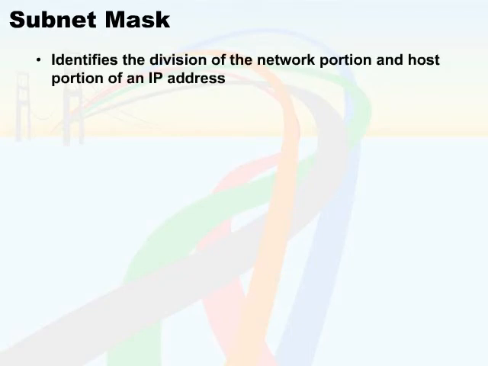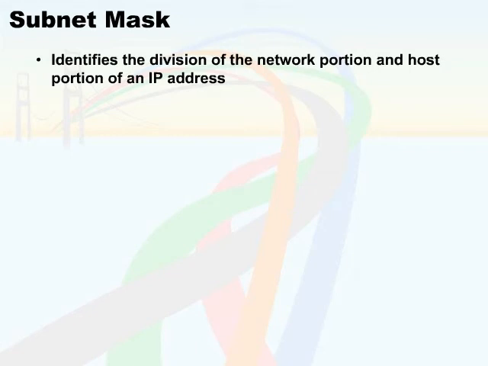Now, one of the most important elements in classification and being able to utilize IP addresses is what's known as the subnet mask. The subnet mask is a value which simply identifies the division of the network portion of the address and the host portion of the IP address.